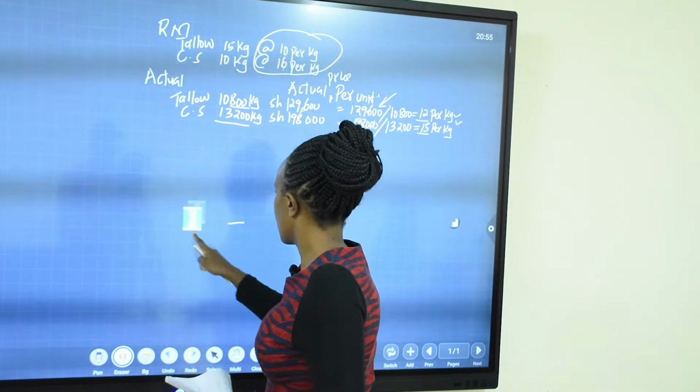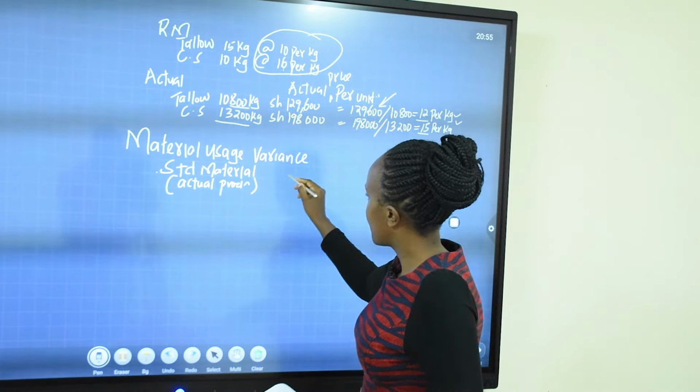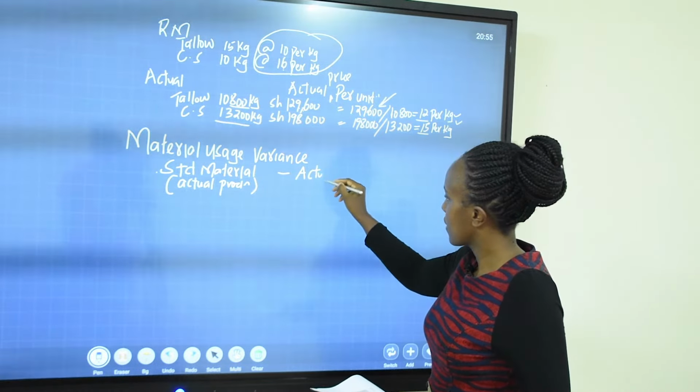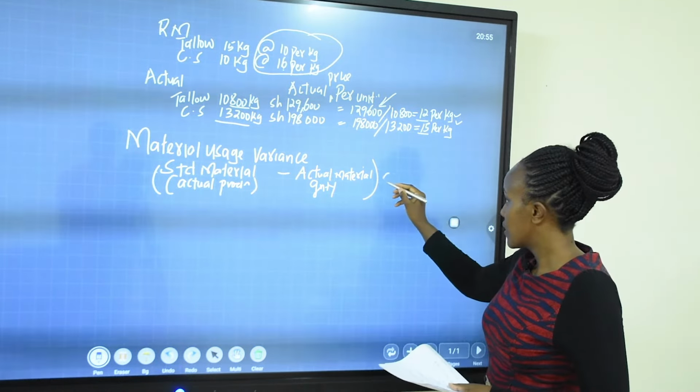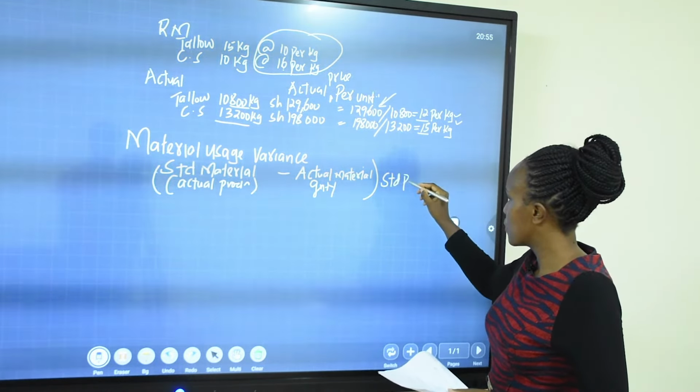This is the second variance. As we have said, all variances are simply a difference between the standard and the actual. So this is going to be the standard material, but in brackets, for the actual production, minus the actual material quantity, holding price constant. So we multiply by the standard price. If the price did not change, how much of the variance resulted from the quantity that was used?